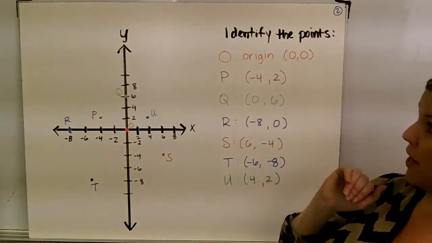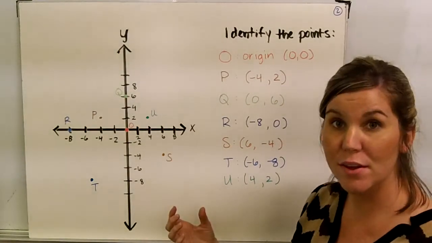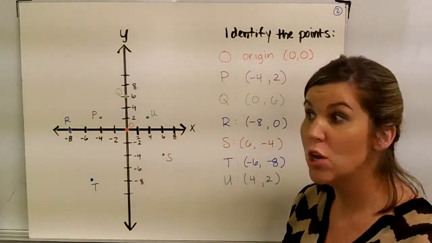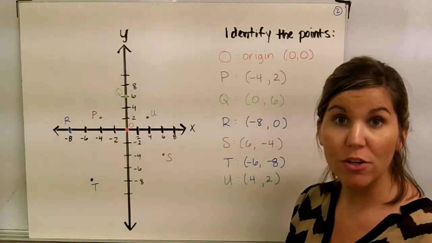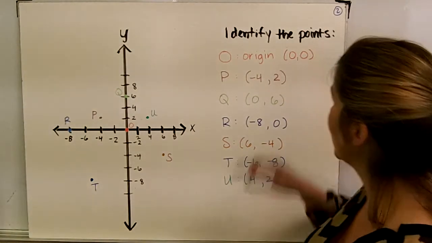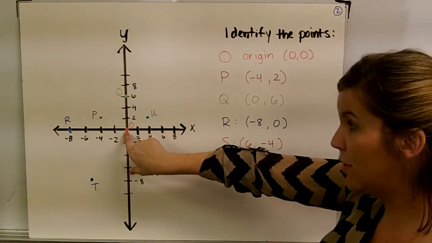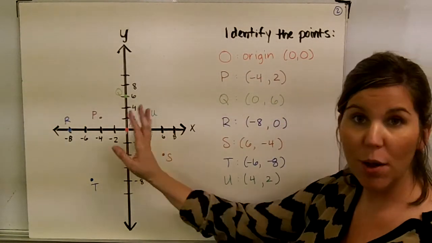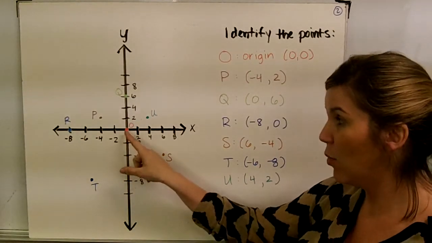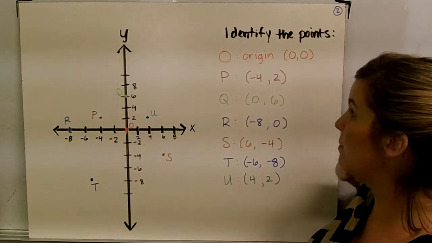All right, identify the points. So this is how to graph points and find their locations. Remember, we use coordinate points or ordered pairs to identify where certain things are on the graph. O is located at the origin, 0, 0. We have not moved left, right, up, or down on any axis. We're at the intersection point between the x and y axis, so this ordered pair is 0, 0.